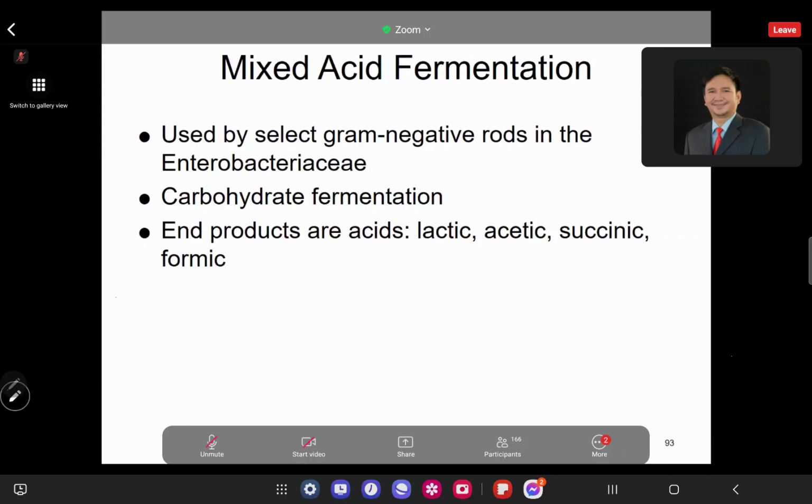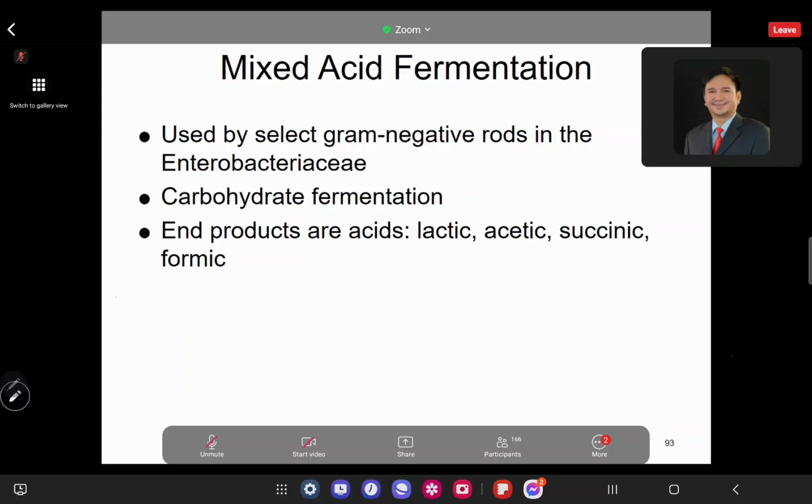used by selected gram-negative rods, such as those that belong to your Enterobacteriaceae, like your Escherichia coli, Klebsiella pneumoniae, what else? You have your Shigella, Salmonella, Enterobacter, Citrobacter. So these are all members of your Enterobacteriaceae. Edwardsiella. Key end products of your mixed acid fermentation, lactic acid.